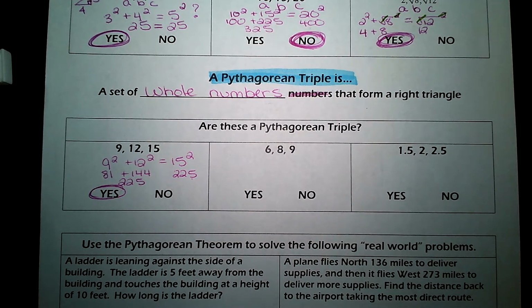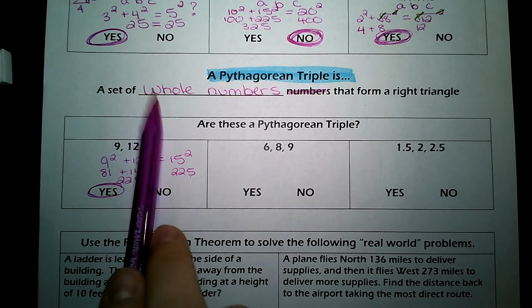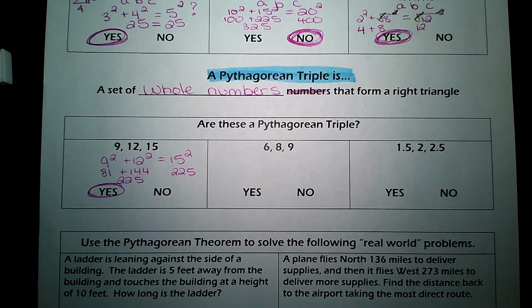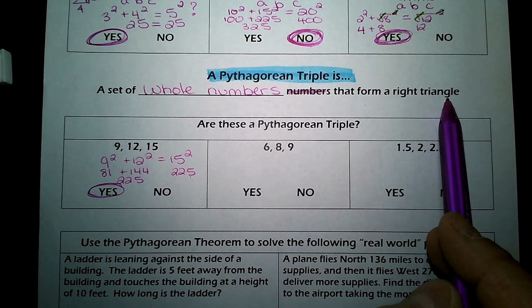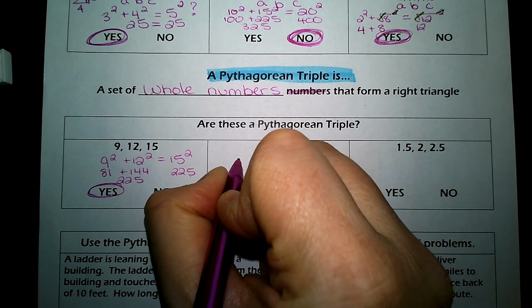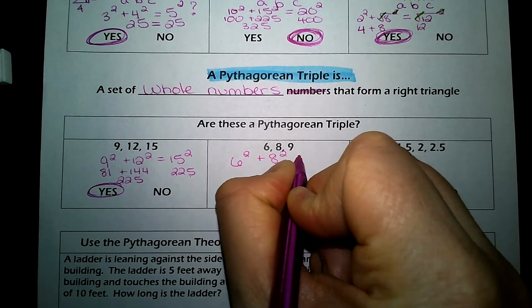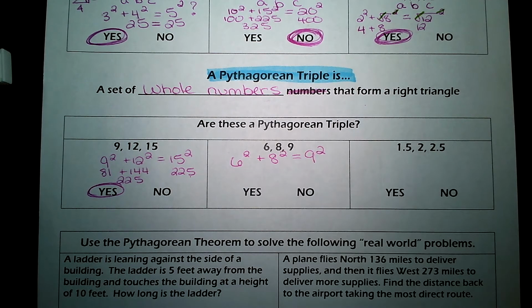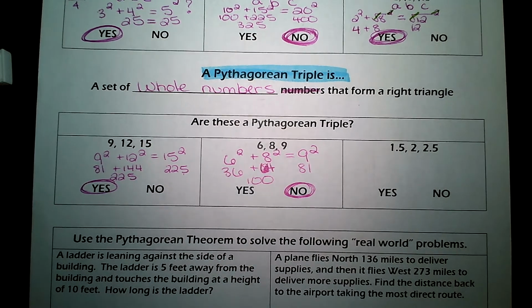All right, let's check out 6, 8, and 9. First things first, check this half of the definition. Are they whole numbers? Yes, they are whole numbers. Now we need to see, do they form a right triangle, which means do they fit in the Pythagorean theorem? Is 6 squared plus 8 squared equal to 9 squared? That's the question. Take a moment and decide. Let's see what you said.